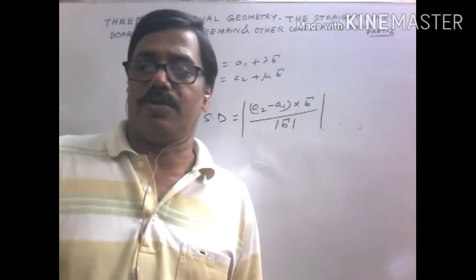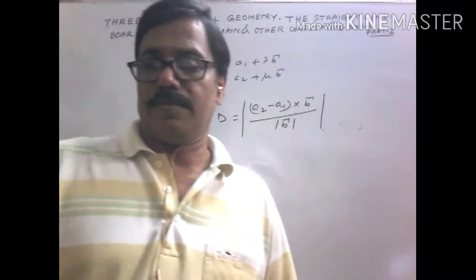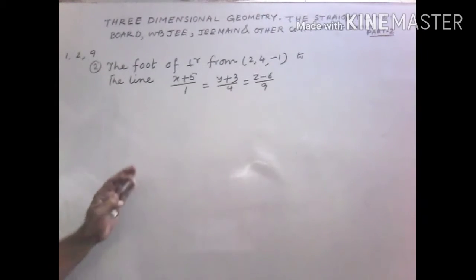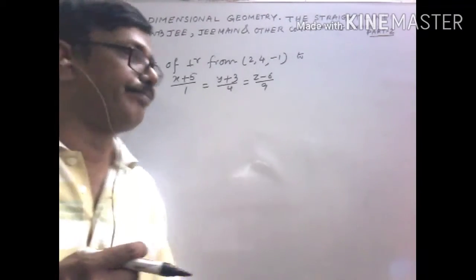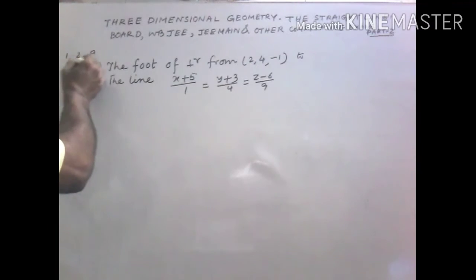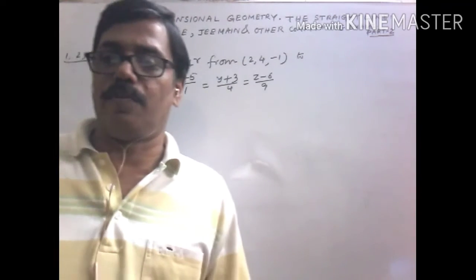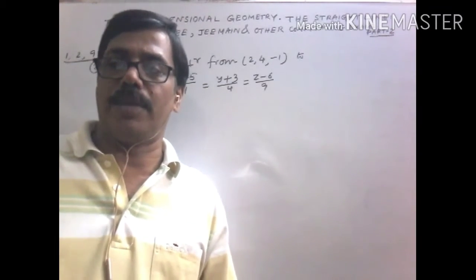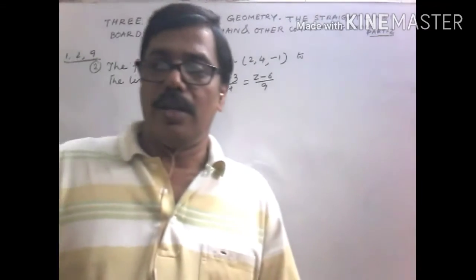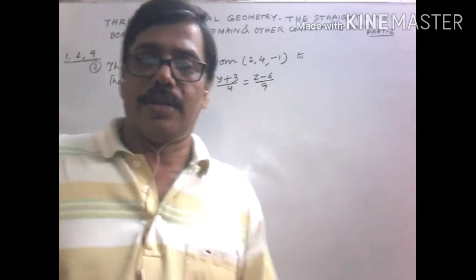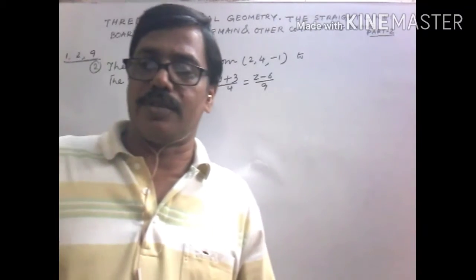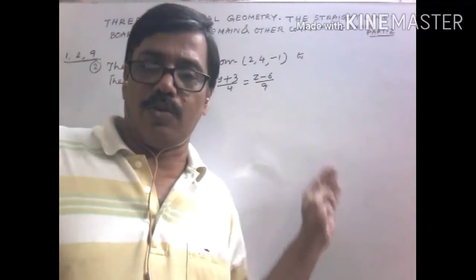So these are the working tools of this chapter. Now we solve problems on straight lines. Problems 1 to 9 are of the same type: to find the foot of perpendicular, image and perpendicular distance. We have already discussed in the previous video how to find the foot of perpendicular and perpendicular distance by the shortcut method. Here today we use the general one.